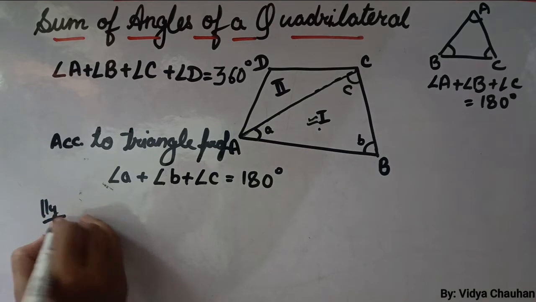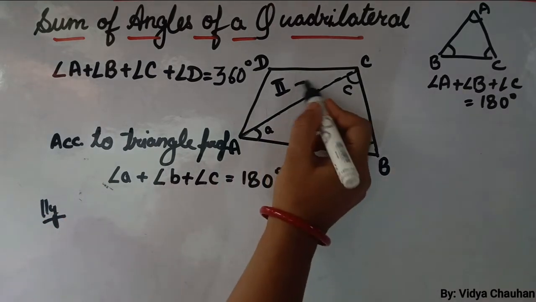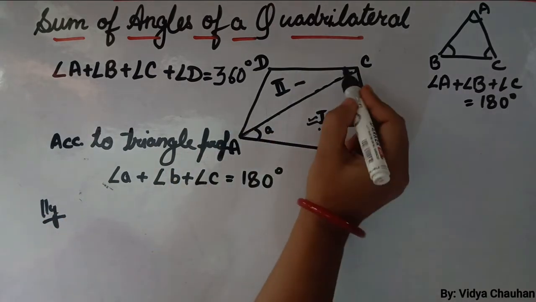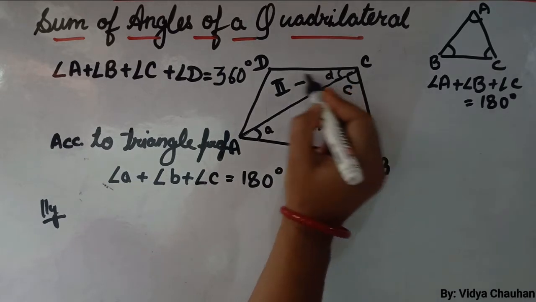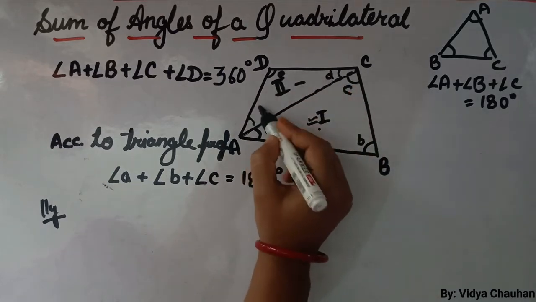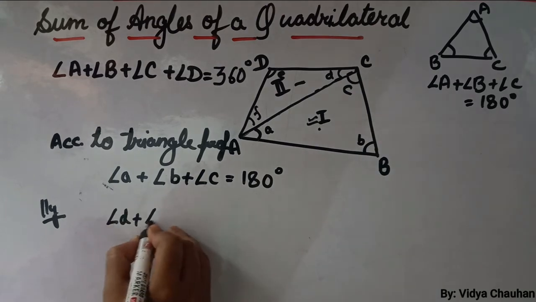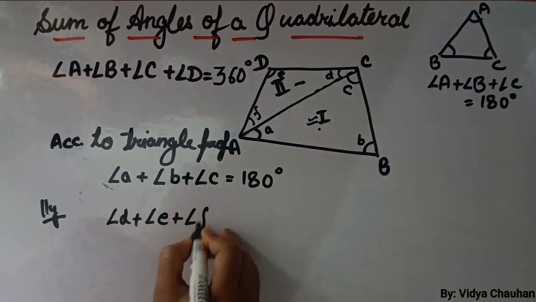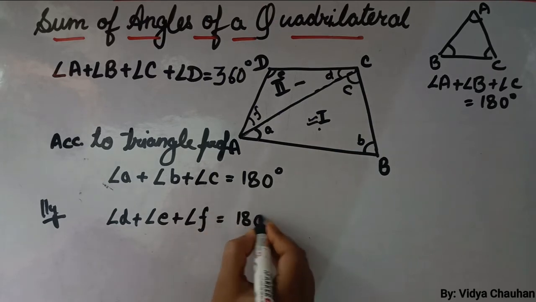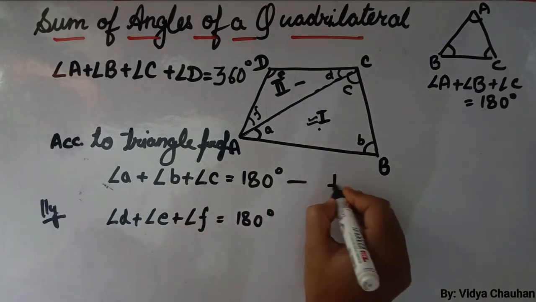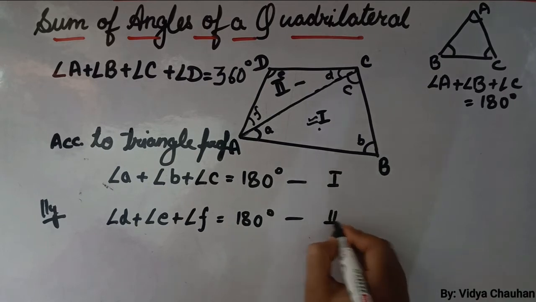Similarly, what will be the sum of the angles of the second triangle? Now suppose I write them as angle D, angle E and angle F. So what is the sum of these three angles? Angle D plus angle E plus angle F is 180 degrees. This is for the first triangle and this is for the second triangle.